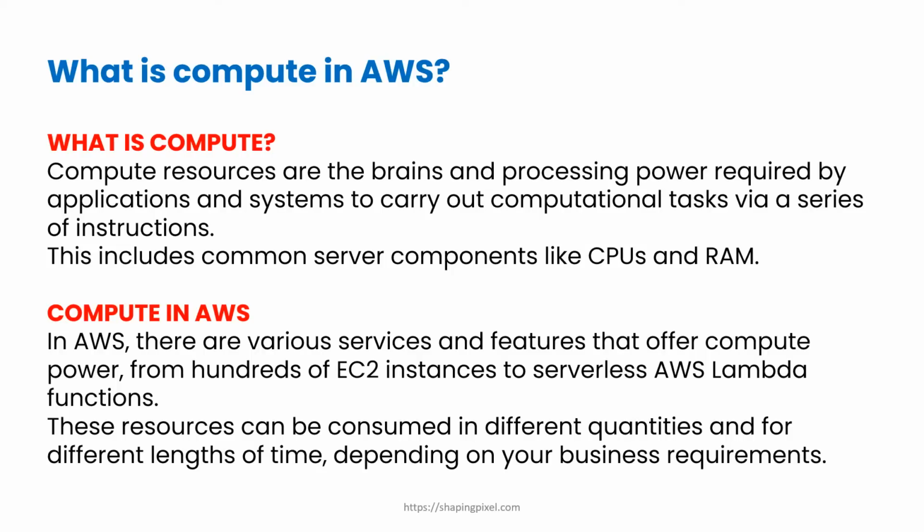So let's see what is compute. Compute resources are the brains and processing power required by applications and systems to carry out computational tasks via a series of instructions. These include common server components like CPUs and RAM. In AWS, there are various services and features that offer compute power from hundreds of EC2 instances to serverless AWS Lambda functions. These resources can be consumed in different quantities and for different lengths of time, depending on your business requirements.